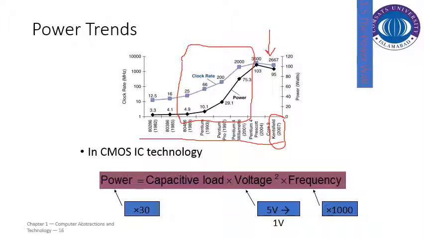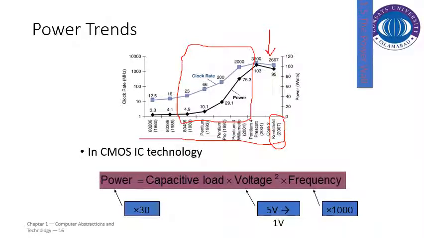So we can say that for the reduction in power or the utilization of the power and the improvement of the clock rate, definitely we have some constraints here and we don't have a free hand to optimize the power consumption or improve the clock rate.